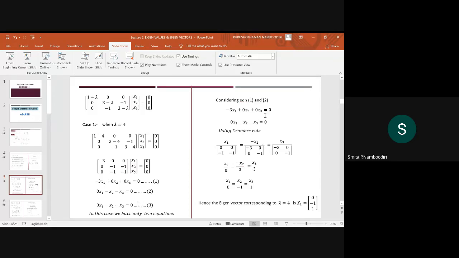नहीं तो हम कोई भी दो equation choose कर सकते हैं. But in this case, because we are having equation 2 and 3 as same, we have only two equations actually. There are two equations. Now using the Cramer's rule. Cramer's rule में क्या होता है?